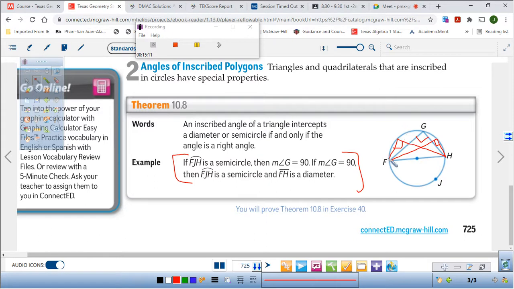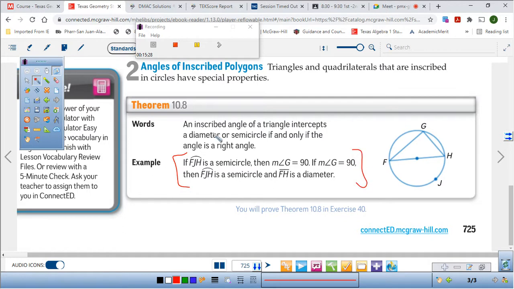So at the beginning, I was showing you that the streamer went kind of all over here, but it still went halfway like this. Yes, it was a 90-degree angle in each one of these. So copy that down. Good information here: an inscribed angle of a triangle intercepts a diameter or a semicircle if and only if the angle is a right angle.